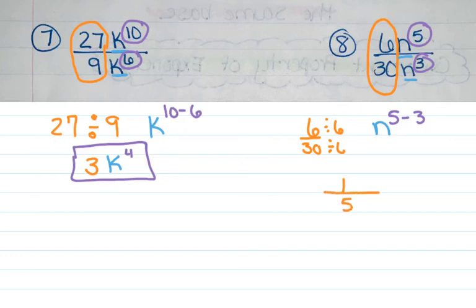And then I have n to the second. Well, that kind of looks a little funny. Remember, we don't need to write a coefficient of 1. So really, this simplifies to n squared over 5. That's how we would write that.